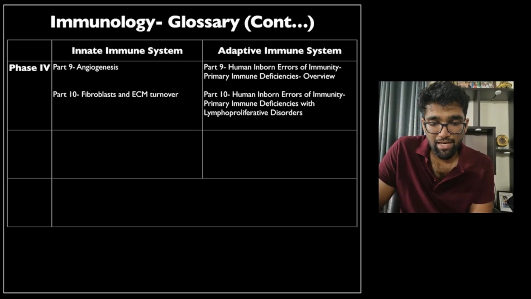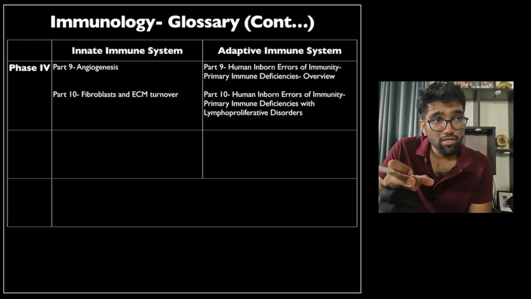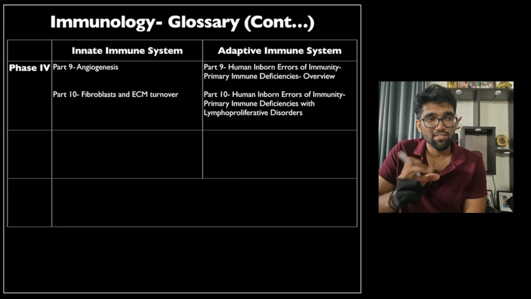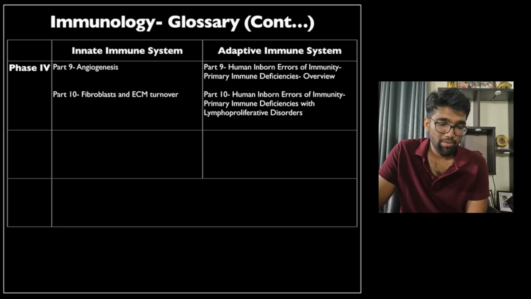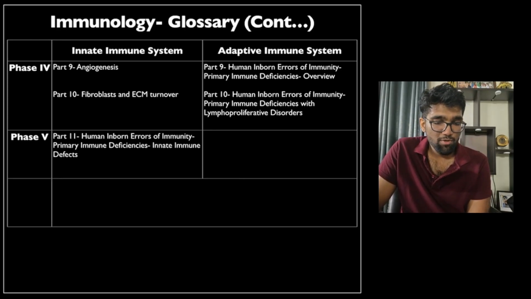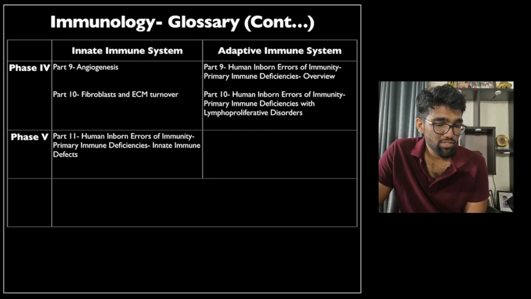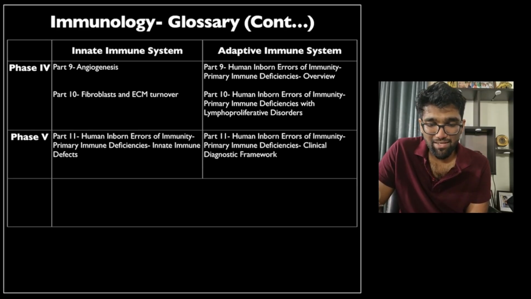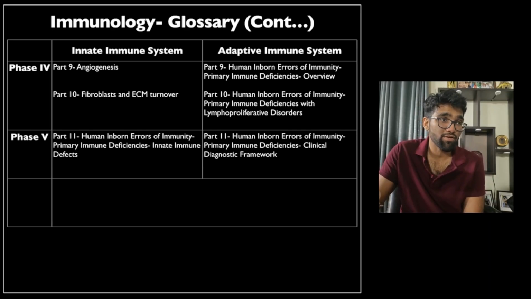In part 10, then I'll talk about how disorders of specifically adaptive and innate immune regulation result in lymphoproliferative primary immunodeficiencies and how they present. Then we'll talk about primary immunodeficiencies of the innate immune system, and we'll understand why I have first done the adaptive and then the innate. Then I'll finally close that chapter out by making a broad clinical diagnostic framework for primary immunodeficiencies.